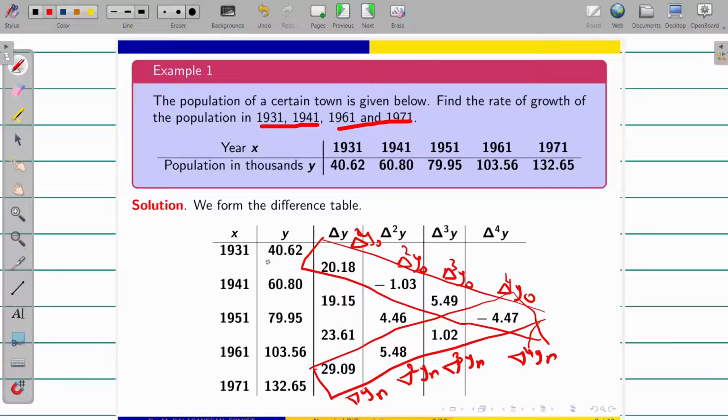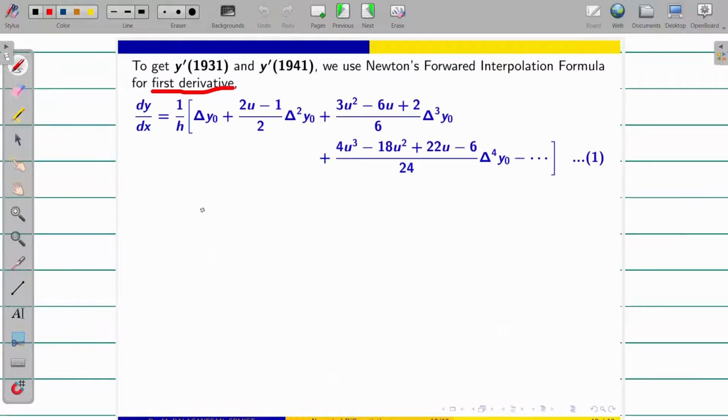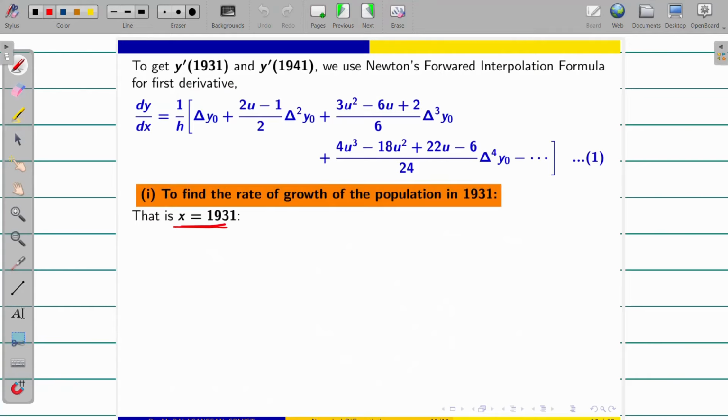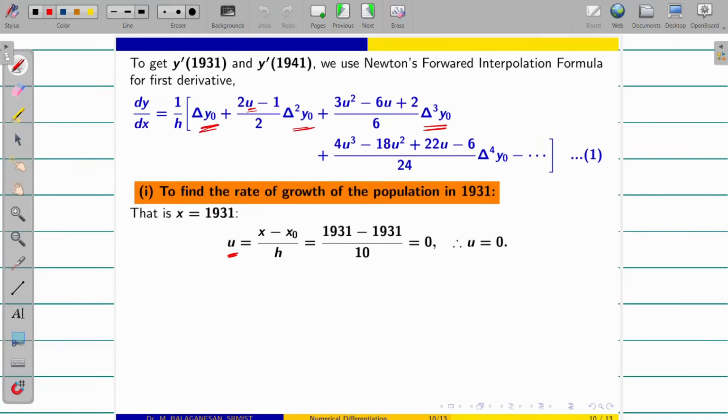Similarly, the first value of x is x naught, the last value of x is xn. Similarly, the first value of y is y naught, the last value of y will be yn. So these values only we are going to consider to solve the problems here. That's it. So this was the formula. We found the value of u. It is 0. Then replace it.